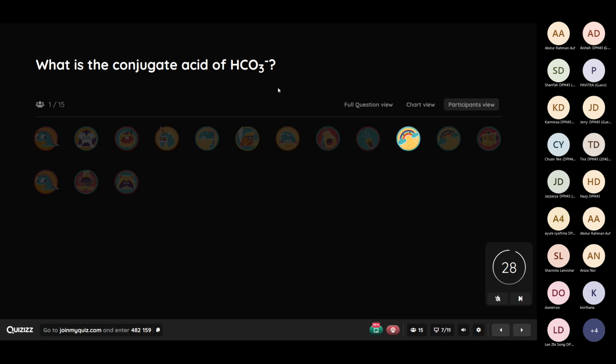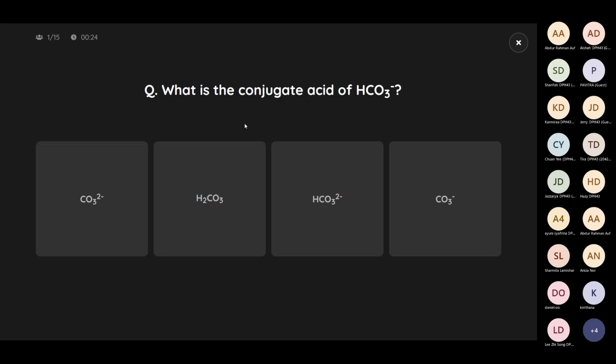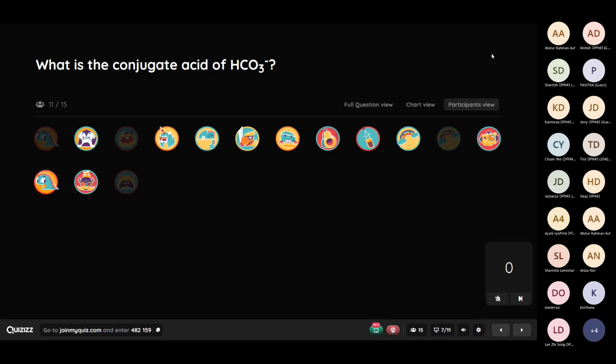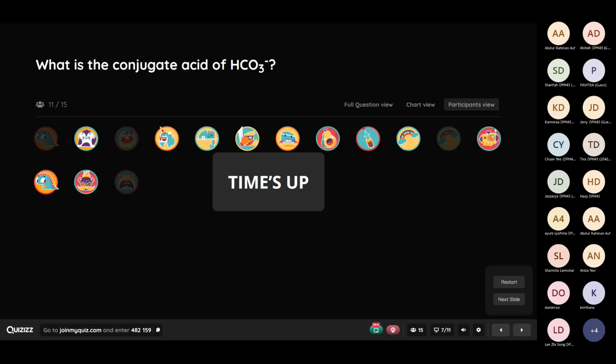So what is the conjugate acid of H3O+? Okay, kalau tak boleh join, tengok dekat screen. CO3 2 minus ke? What is it? Okay, time's up.